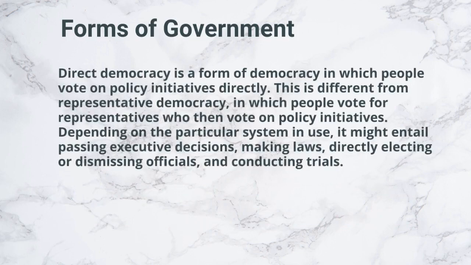Direct democracy is a form of democracy in which people vote on policy initiatives directly. This is different from representative democracy, in which people vote for representatives who then vote on policy initiatives. Depending on the particular system in use, it might entail passing executive decisions, making laws, directly electing or dismissing officials, and conducting trials.